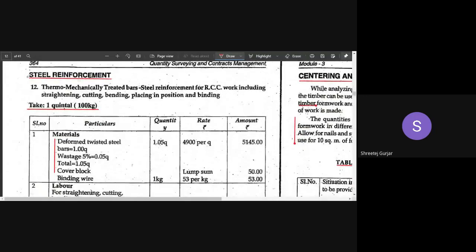Now the important thing here is steel reinforcement. How do we calculate and analyze the rate for steel reinforcement? The 12th case which we are studying here is for TMT bars, or thermomechanically treated bars, which we use on site. This is steel reinforcement for RCC work, including straightening, cutting, bending, placing in position and binding. All these works are included in this particular rate.